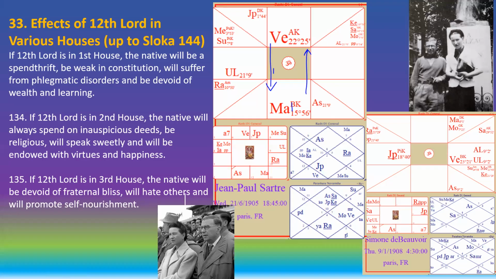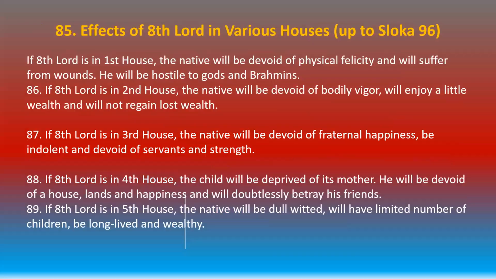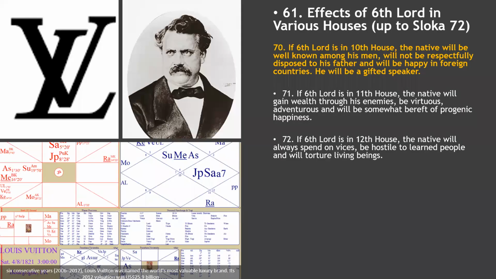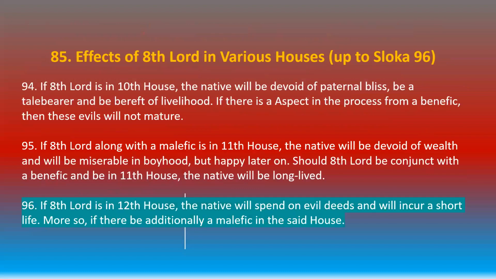See this. Didn't we do this a while ago, that if the 6th lord is in the 12th, the native will always spend on vices, be hostile to learned people, and will torture living beings. Okay. Now, this is what Sartre has. Let's see.